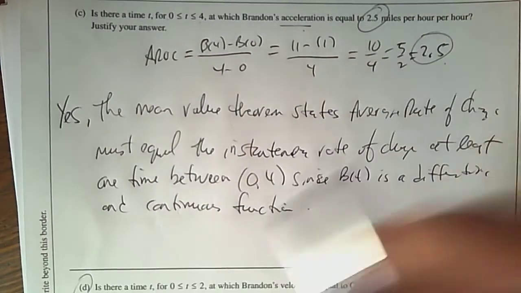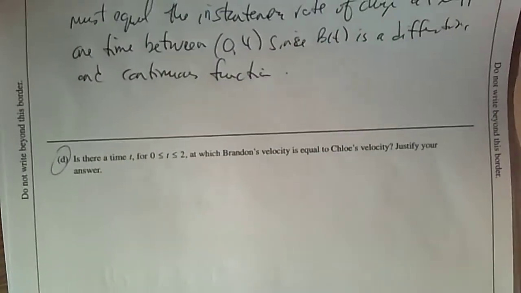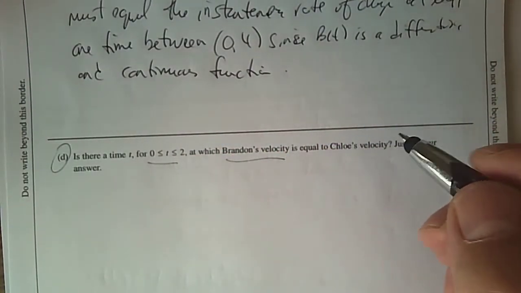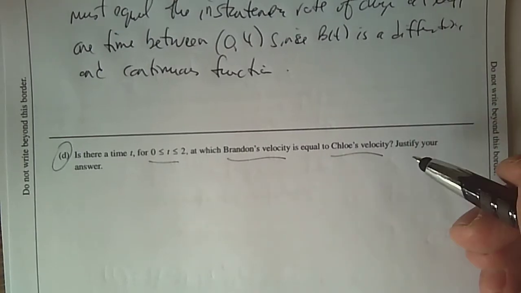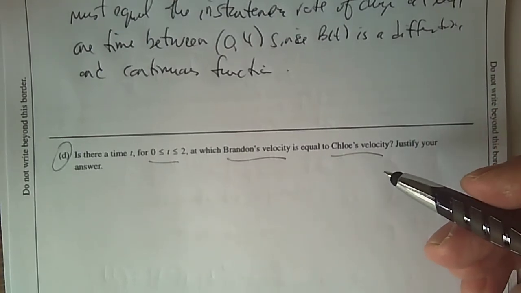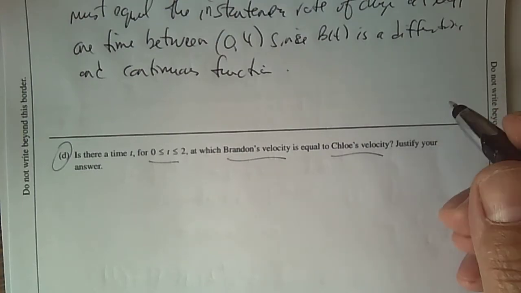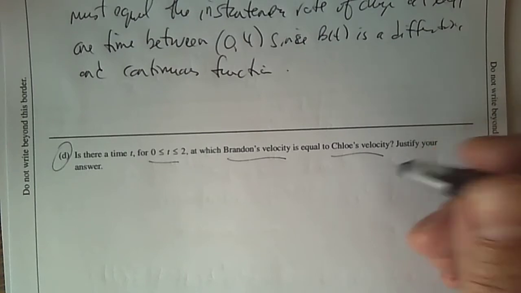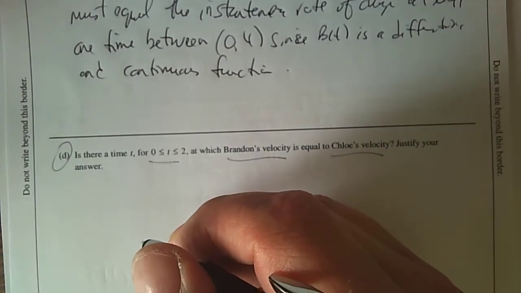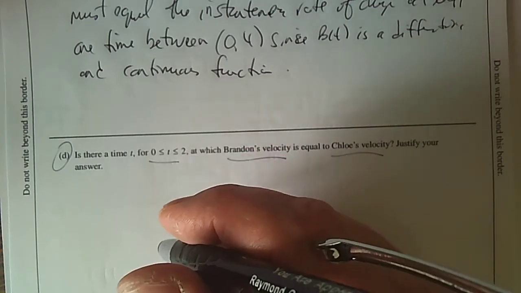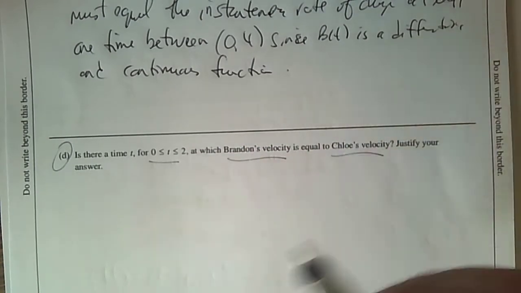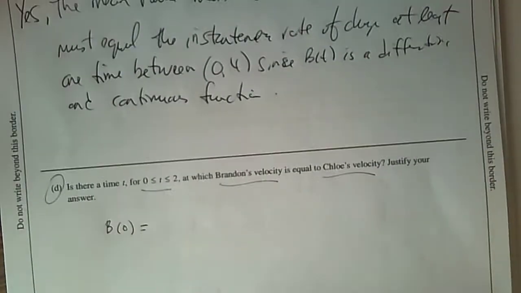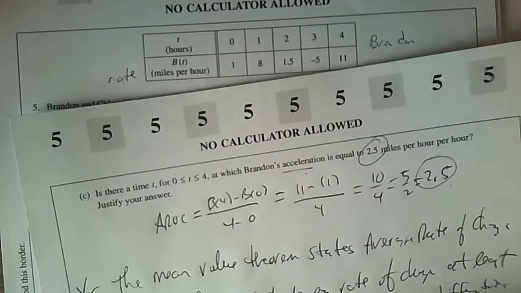Part D, last one. Is there a time t between 0 and 2 in which Brandon's velocity, that's the table of values, is equal to Chloe's velocity, that's the equation, and then justify your answer? So when you look at Brandon's initial velocity, the answer is 1.